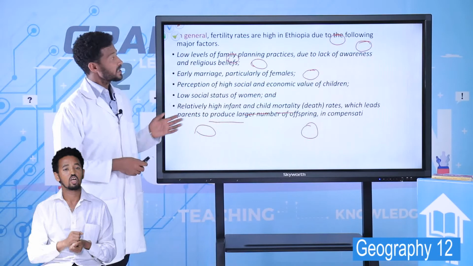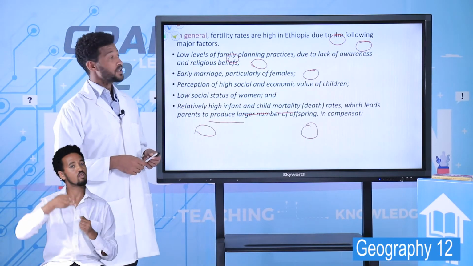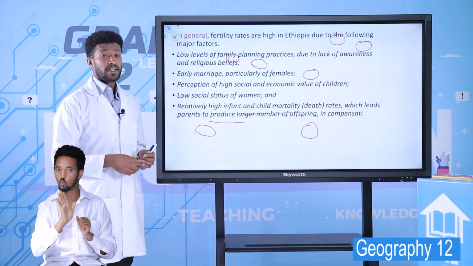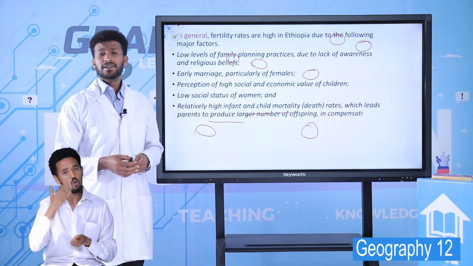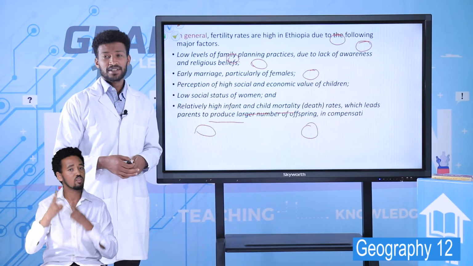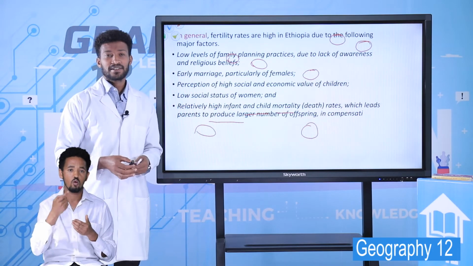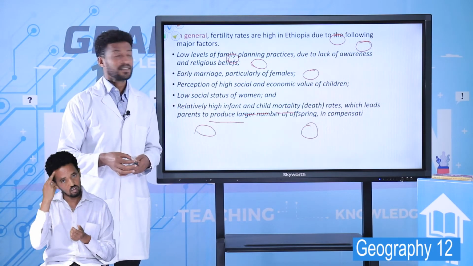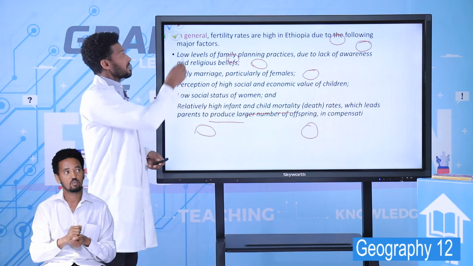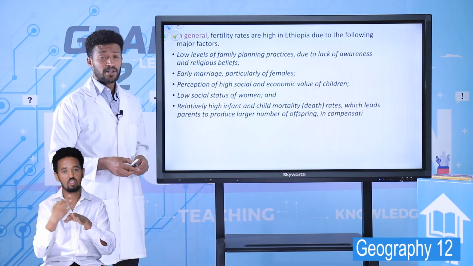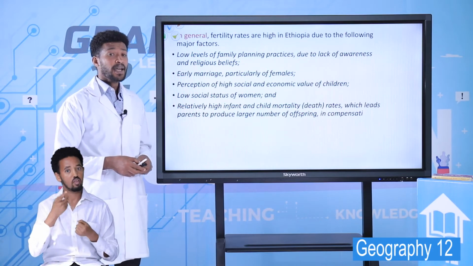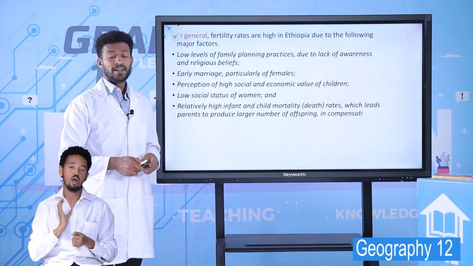In general, fertility rates are high in Ethiopia due to the following reasons. Why does Ethiopia lead the world in the amount of fertility? What are the reasons? There are some factors that you have to know, the reasons behind our country's highest fertility rate.